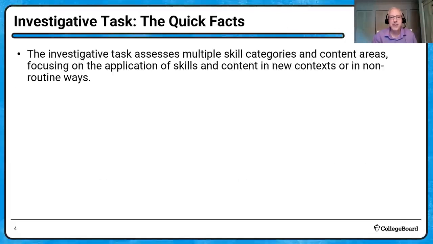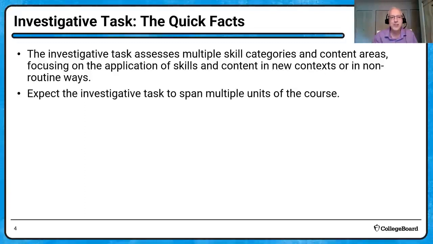A few quick facts. The investigative task is going to assess you on multiple skill categories and multiple content areas, focusing on the application of skills and content in new contexts or in non-routine ways. That means you will have never seen a question exactly like the investigative task before. Even if you've been preparing for this task in your course, you will never have seen a question exactly like the one that will be presented to you. So you have to be ready to think outside the box. You should expect this question to span multiple units of the course.